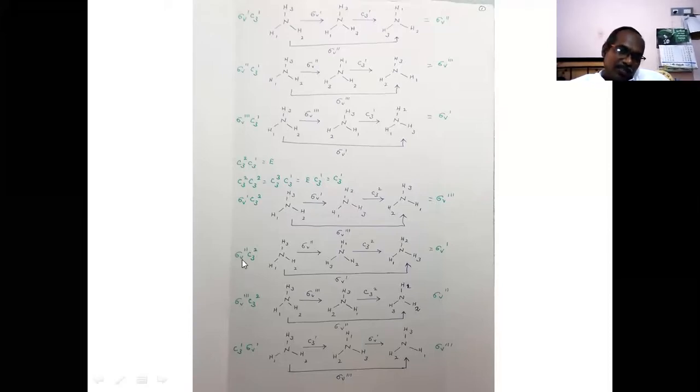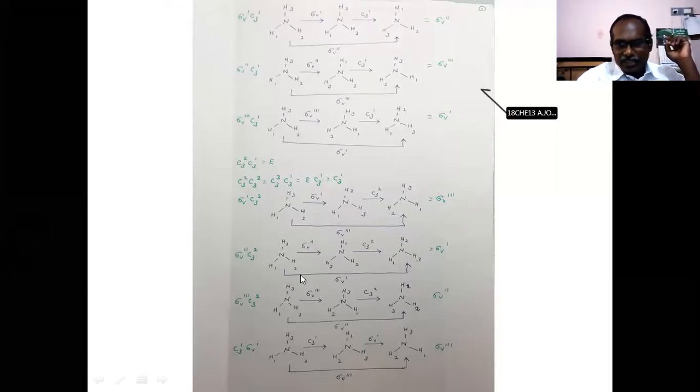Now look at this configuration. Sigma V double dash, C3 twice. What is sigma V double dash? It is reflecting.